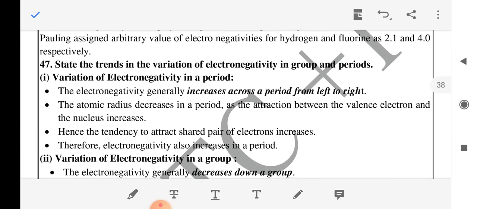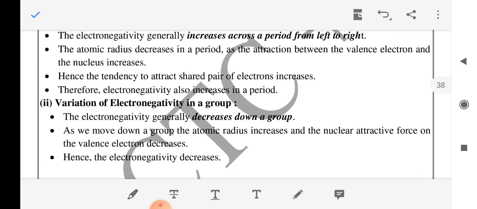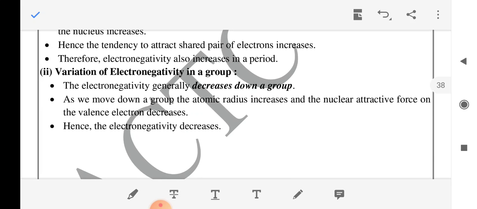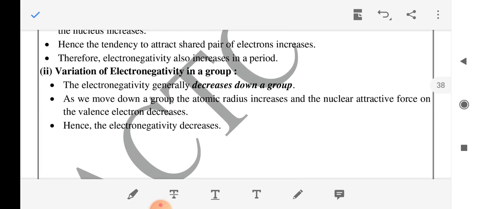state the variation of electronegativity in group and period. Electronegativity generally increases across a period as the atomic radius decreases, so the tendency to attract the shared pair of electrons increases period wise. Group wise, as we move down the group, electronegativity decreases, because the atomic radius increases and the nuclear attractive force decreases. Okay.